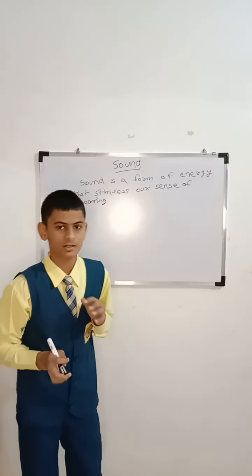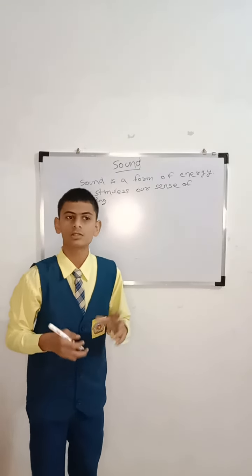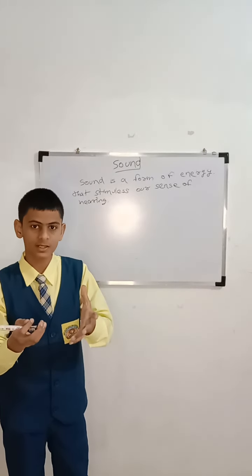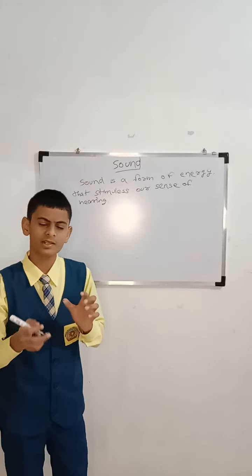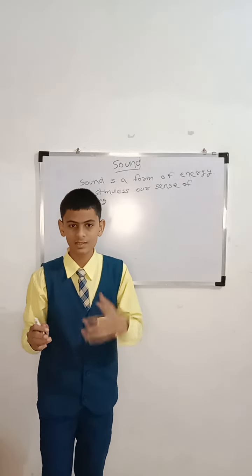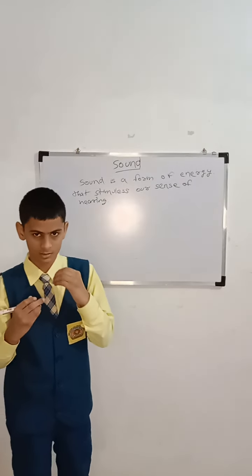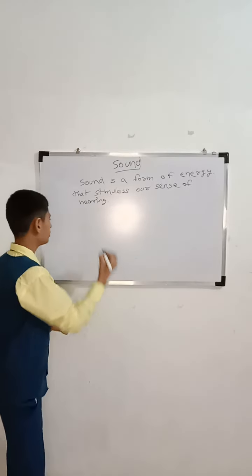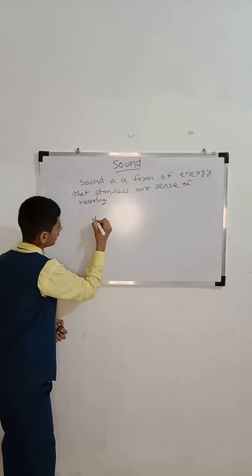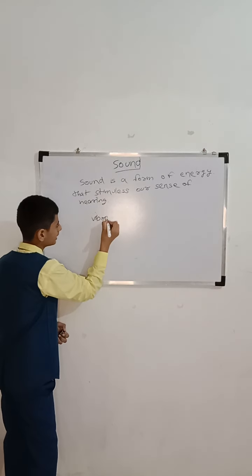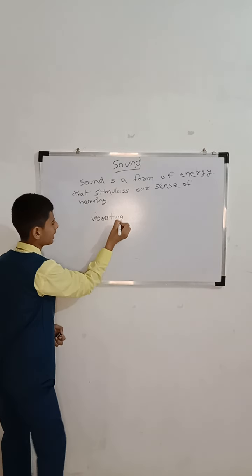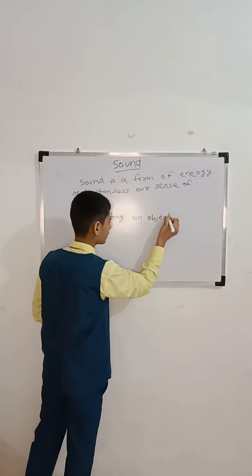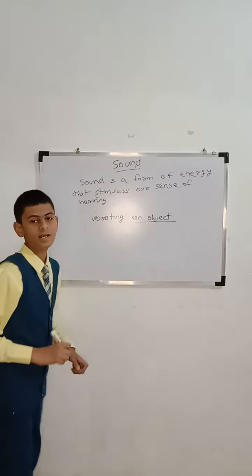So do you know how sound is produced? Sound is produced by vibrating an object. If I am speaking, then my tongue is vibrating, but on a very small scale. You can't see that, but my tongue is vibrating when I am speaking. So sound is produced by vibrating an object.